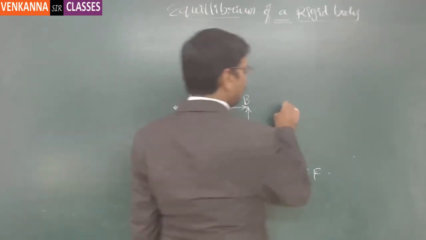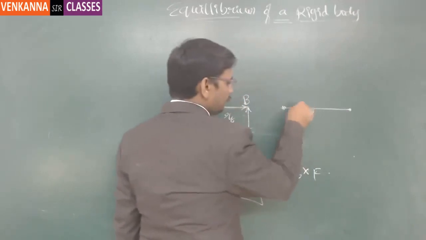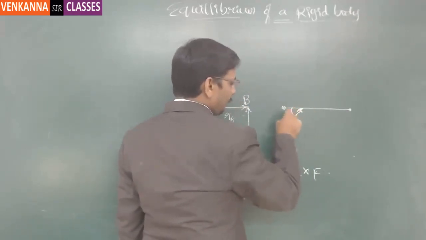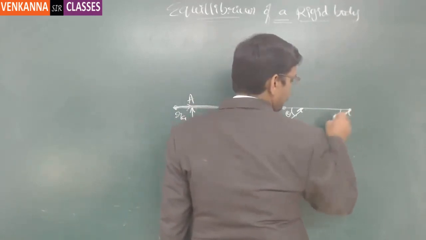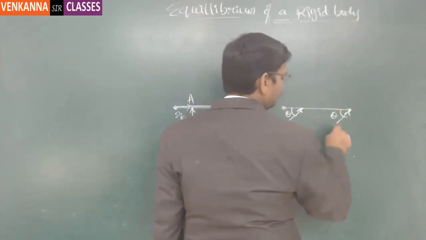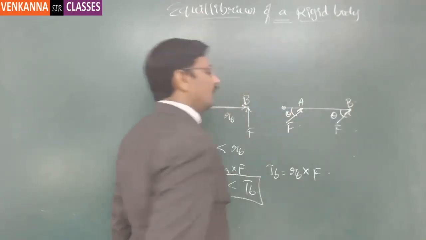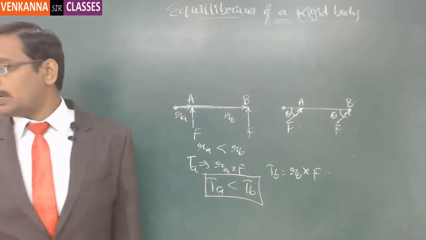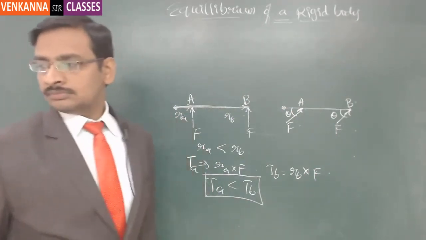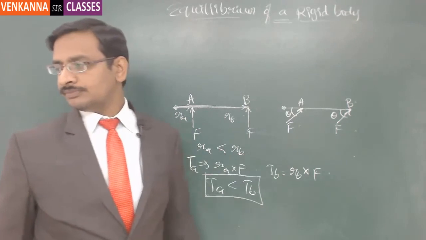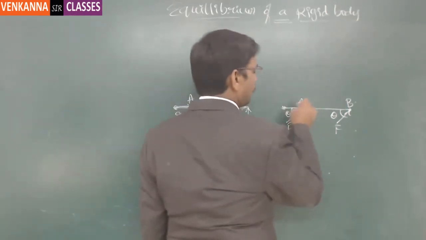Now the same thing, I'll give you a different scenario. Now the force is applied at an angle of theta. The same force but applied at an angle of theta. This is F and this is F. And this is point A and this is point B. Now how to calculate the moment now? This is RA and this is RB.